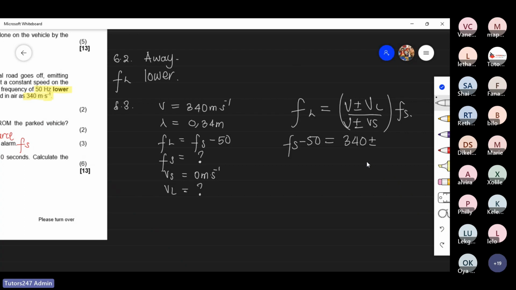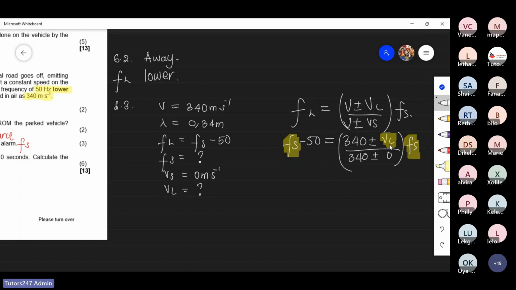Our velocity of our listener is unknown. This will still be 340 plus or minus our velocity of our source, that is 0 meters per second, times Fs, the frequency of our source. So that is our equation now. If you look at this equation, we have two unknowns.